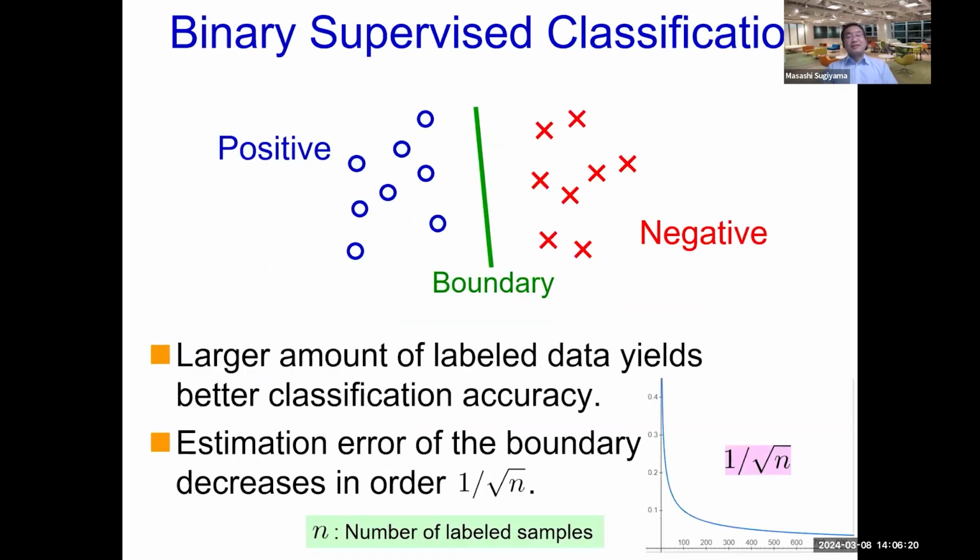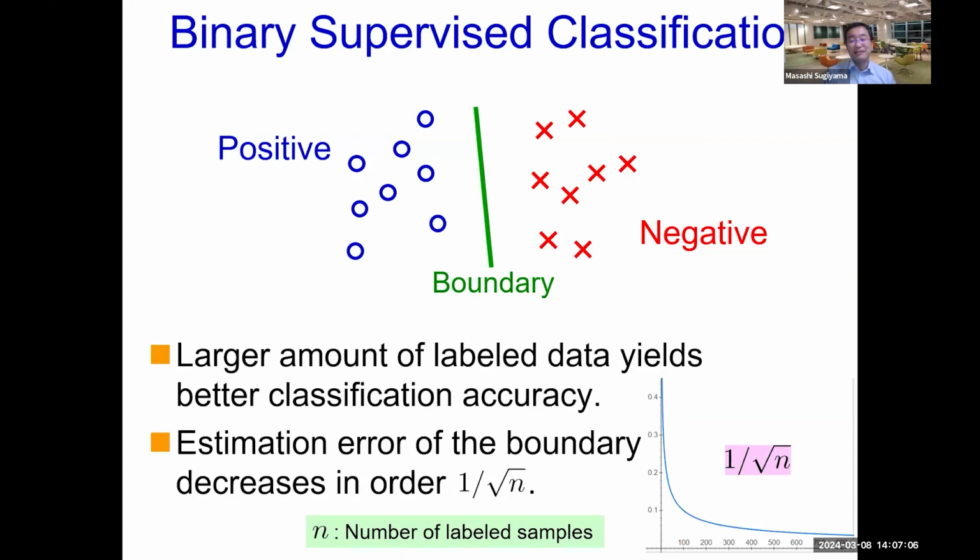Okay, so for the moment, let's consider the simplest problem, binary supervised classification. We are given positive points and negative points, and we want to learn a boundary between two classes. This is a standard binary classification problem. We know that a large amount of labeled data yields better classification accuracy. Under some standard settings, the estimation error of the boundary decreases in the order of 1 over square root of n, where n is the number of labeled samples. 1 over square root of n is a function like this. This means if we want to halve the estimation error of the boundary, we need to collect 4 times more samples. That's a general phenomenon.